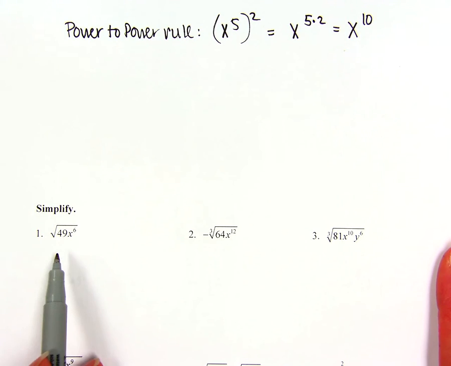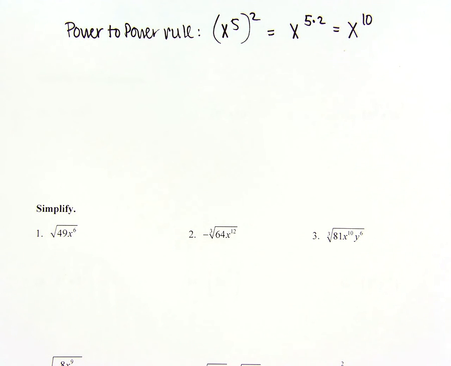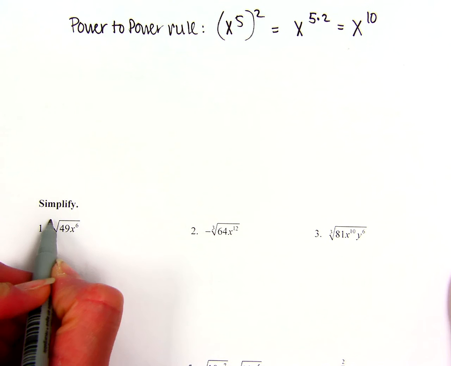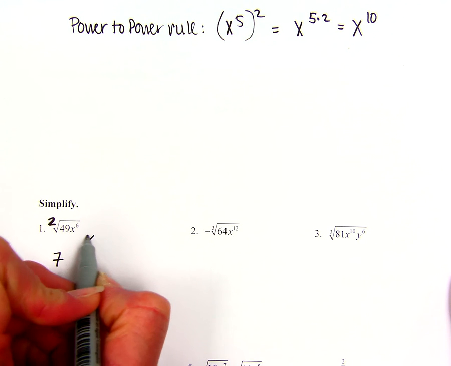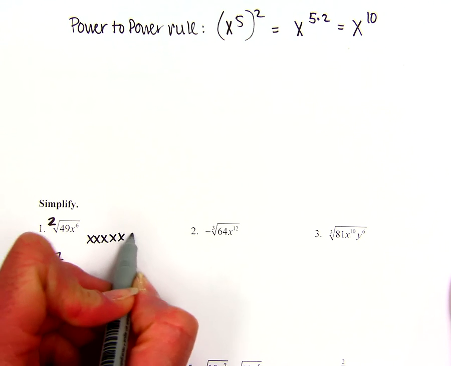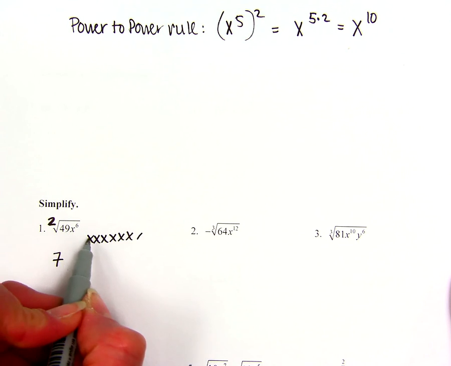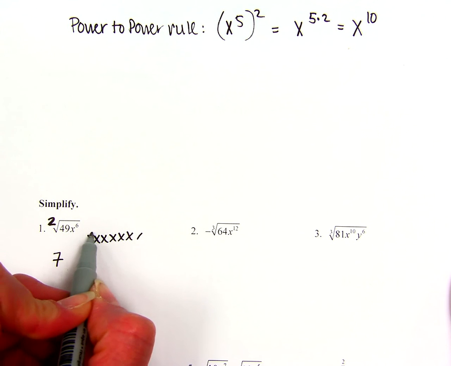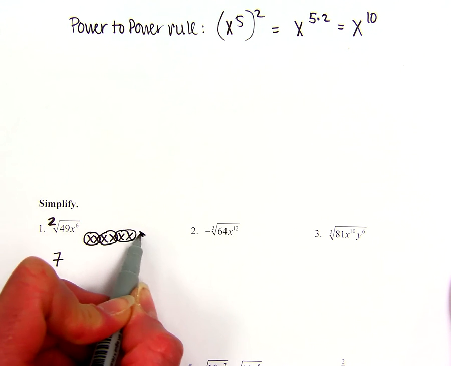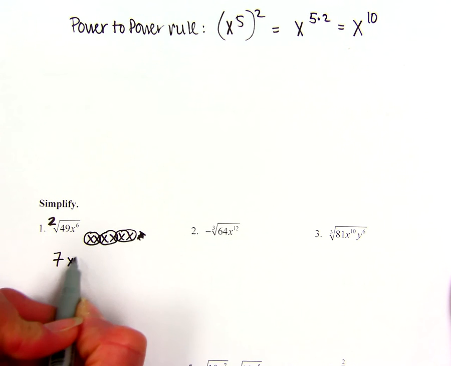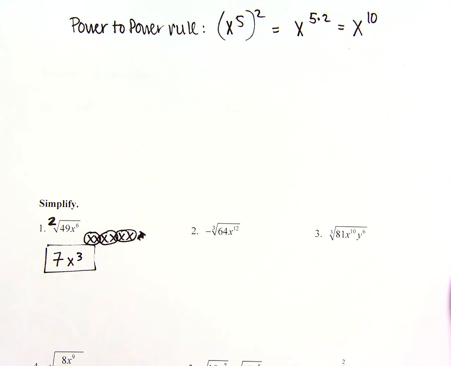So this one asks you to do the square root of 49, x to the 6th. And remember, if you don't see an index, that's really a 2 here. So the square root of 49 we know is 7, and for x to the 6th, you're going to take out as many groups of 2 as you can. So we've got x cubed. So the final answer is 7x to the 3rd.